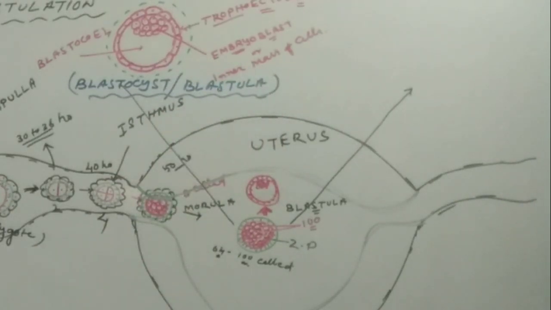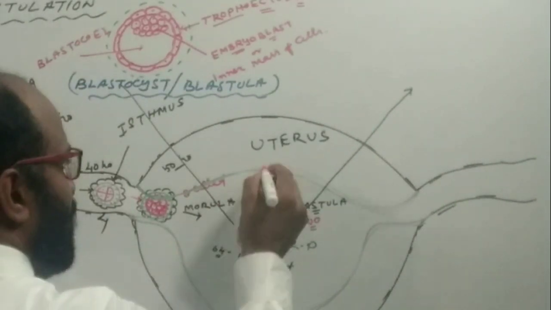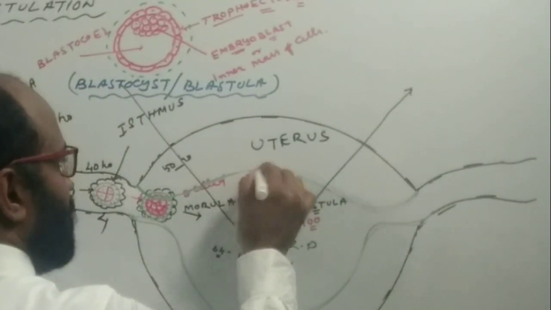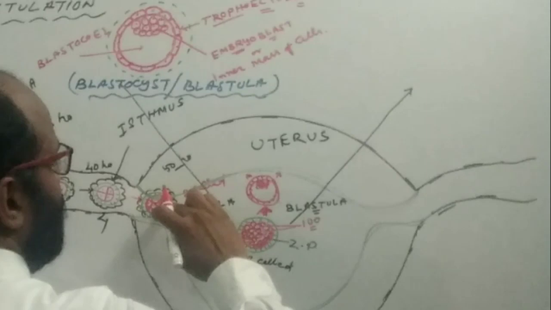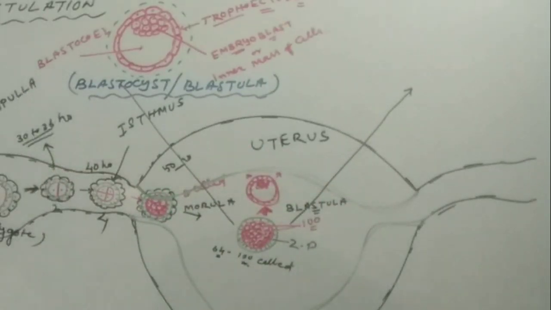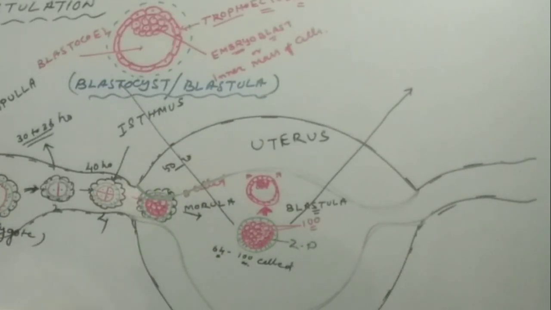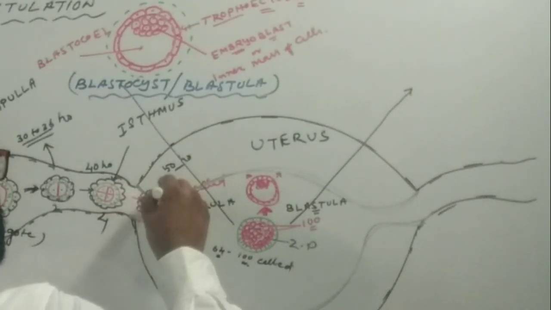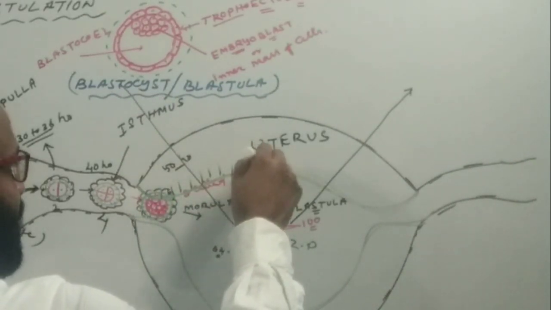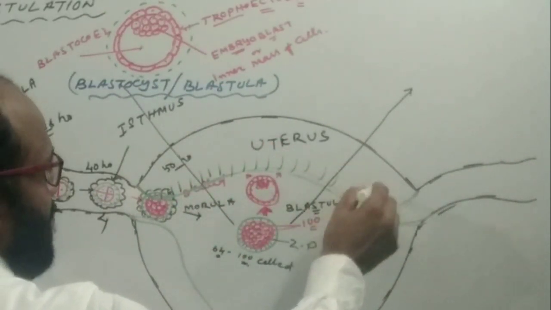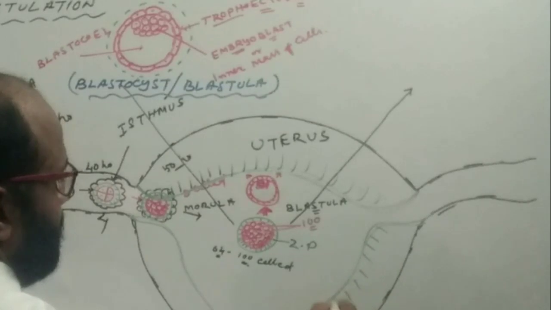Now this blastula starts to settle on the wall of the endometrium. This is the uterus, and this is the endometrial wall. Suppose that this is the endometrial layer.